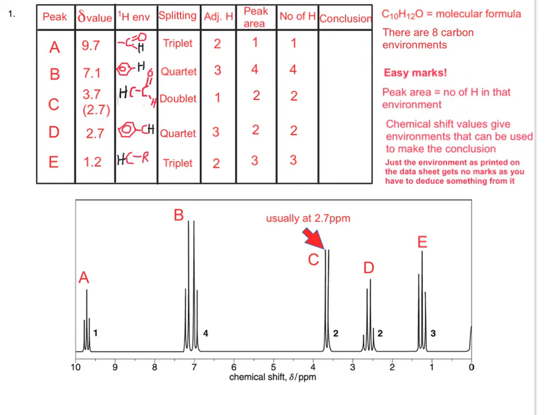So it's worth pointing out that just the environment as printed on the data sheet won't get any marks so far, as you have to deduce something from it. So to get something from it, you now have to think about C10H12O, 8 carbon environments. How do I piece this all together?